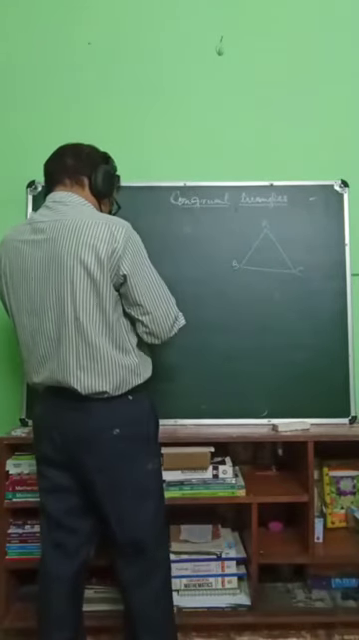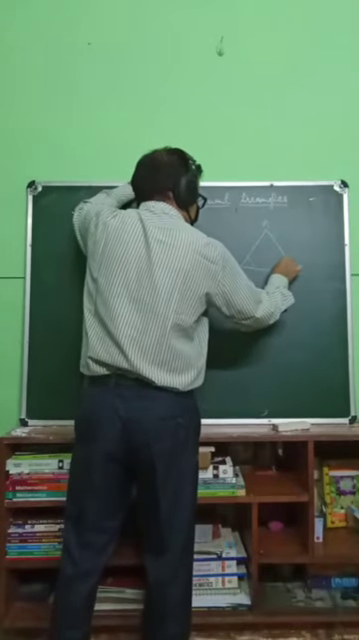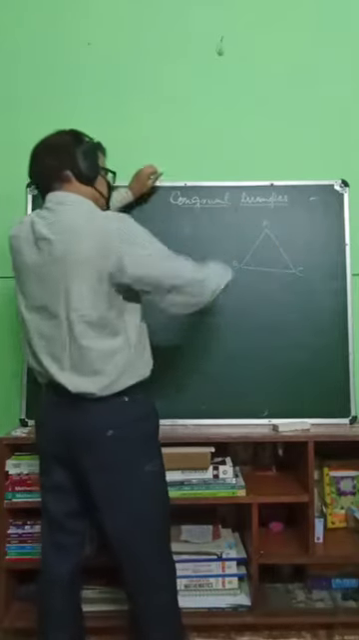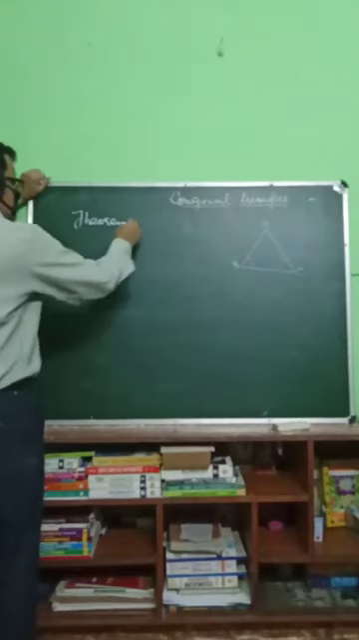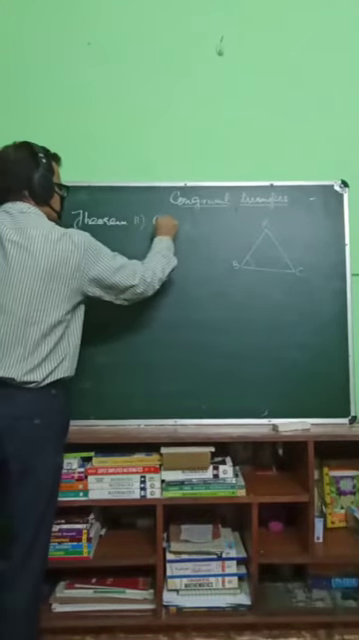Its two angles are equal. Angle B is equal to angle C. We have to show that is AB equal to AC or is not. It is. Theorem second. Converse.